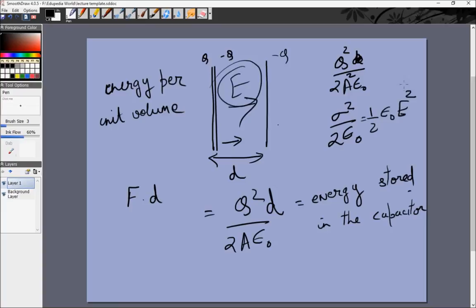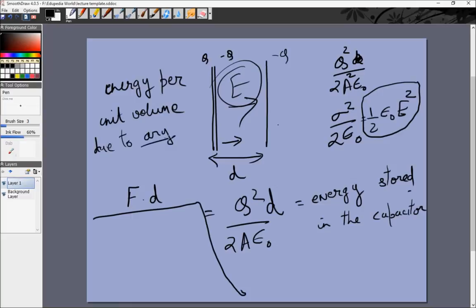And this actually gives us a result which is not only true for capacitors but is true everywhere in electrostatics, mind you, not electrodynamics, and that is that the energy per unit volume due to any electric field is half epsilon naught E squared. It is also called the energy density.